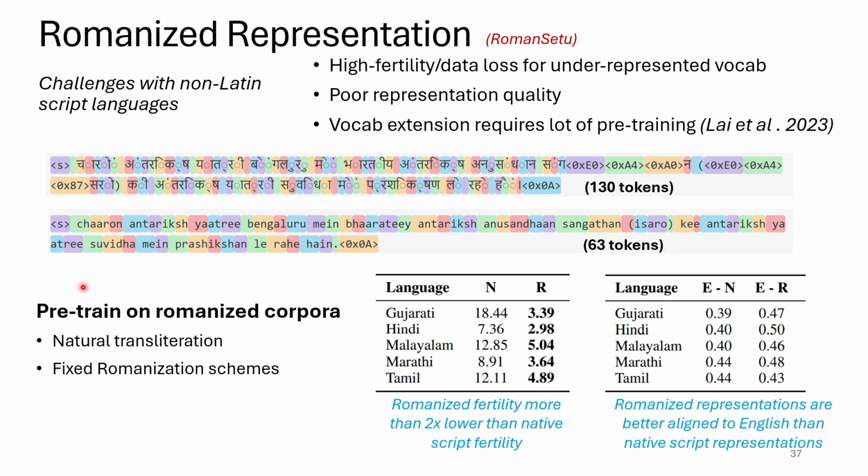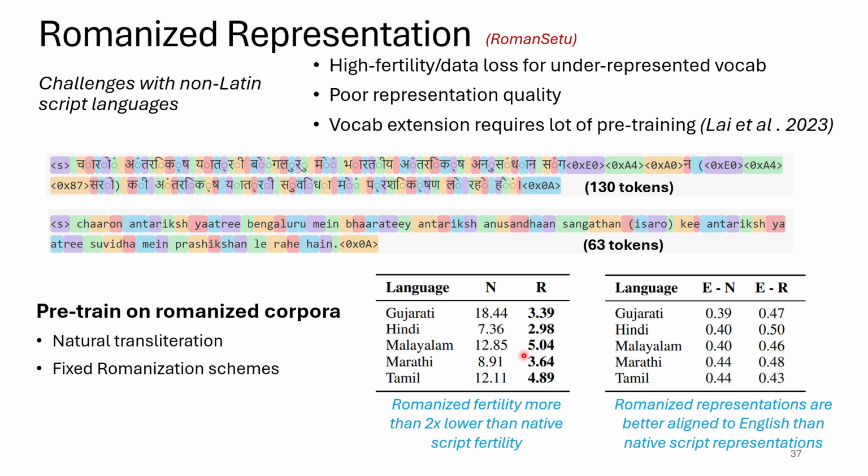And if we now say instead of pre-training on the natural script, the Devanagari script, if we pre-train on the Romanized script, what happens? So one, of course, we already saw this fertility drop. To give you more specific examples, on Llama 2 Gujarati, the fertility drops from 18.44 to 3 in the Roman script. For Hindi, it drops from 7 to about 3 again.